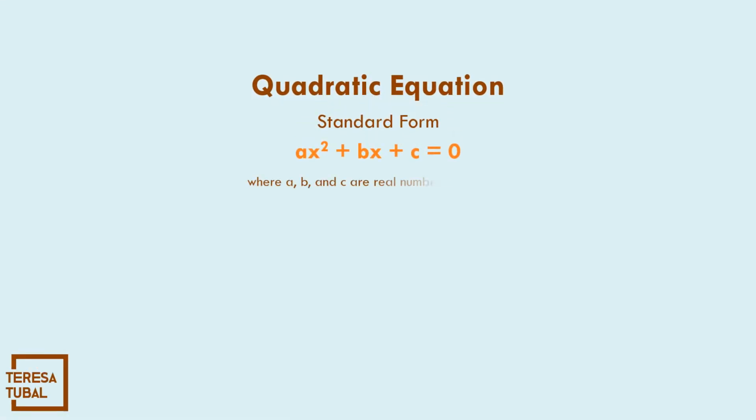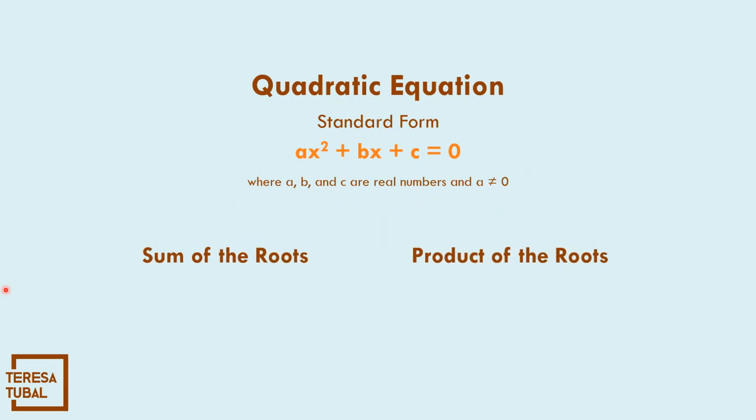A quadratic equation in a standard form is ax squared plus bx plus c equals 0. It must be written in a standard form to identify the values of a, b, and then c. A, b, and c are real numbers and a should not be equal to 0. If the given quadratic equation is written in standard form, we easily identify the sum and product of the roots.